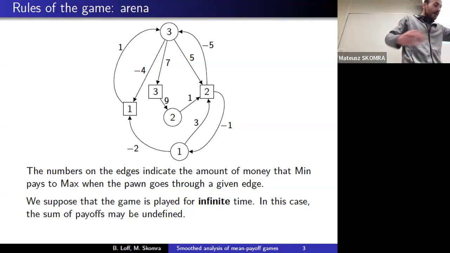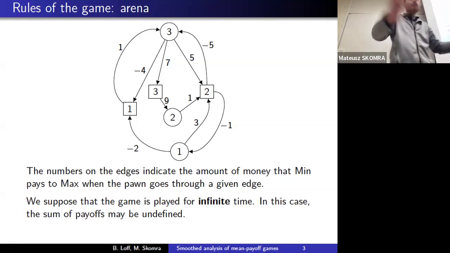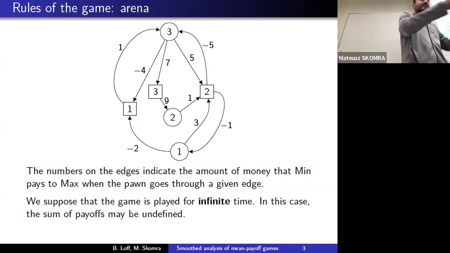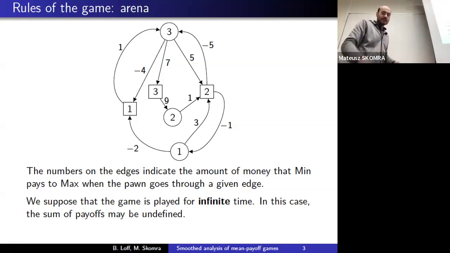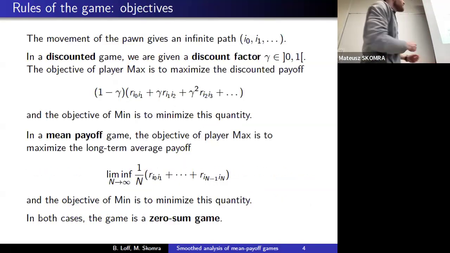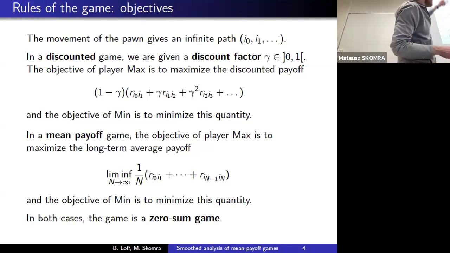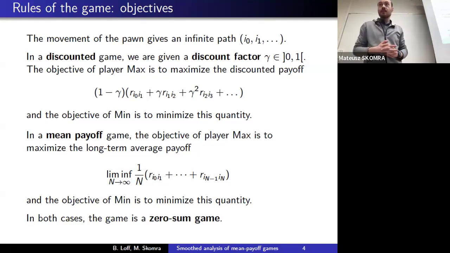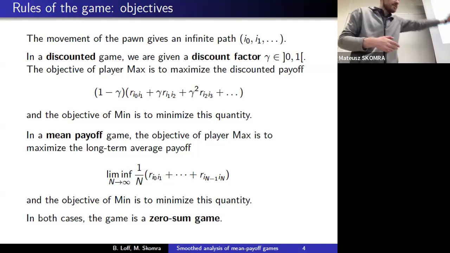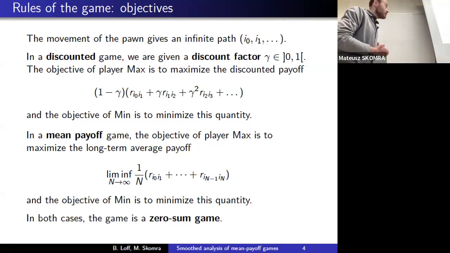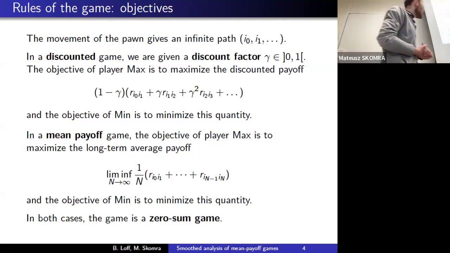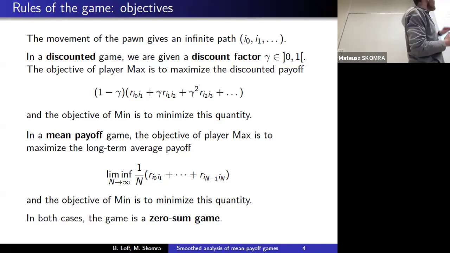So we have to take this string of payoffs and somehow normalize it to get some finite quantity that will decide the winner. This is formalized on this slide. The movement of the pawn gives us an infinite path in this graph, so this gives us an infinite string of payoffs. There are two criteria that we are going to look at, the discounted criterion and the mean payoff criterion. In the discounted criterion, we are given a discount factor gamma, and the objective of player max, or rather the final payoff of the game, is defined as this quantity.